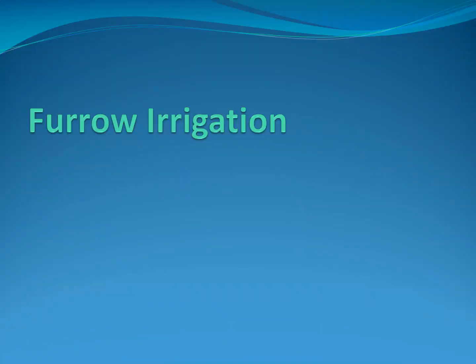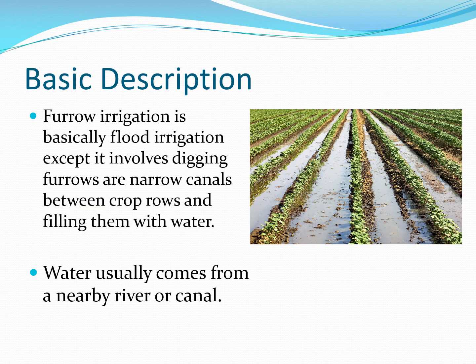The next one is furrow irrigation, and really this is a type of flood irrigation, basically. It's the same concept. You're just flooding the field, except in furrow irrigation, you've actually dug these little mini canals, or what they call furrows. So these are right here. That's a furrow.